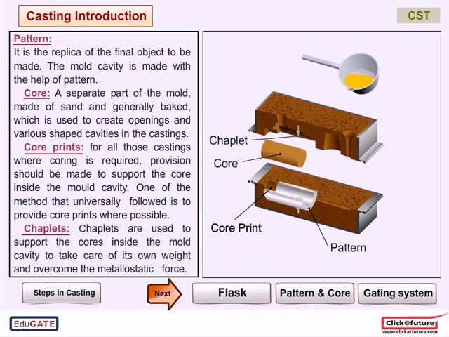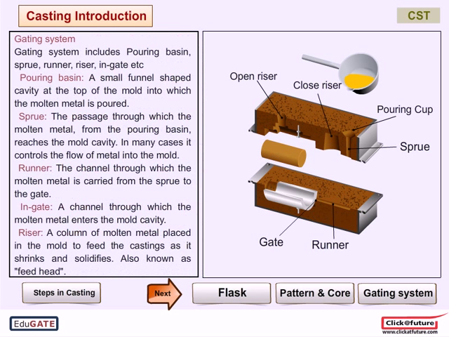Core prints. For all those castings where coring is required, provision should be made to support the core inside the mold cavity. One of the methods that is universally followed is to provide core prints where possible. Chaplets. Chaplets are used to support the cores inside the mold cavity to take care of its own weight and overcome the metallostatic force.